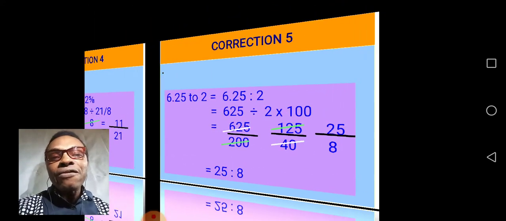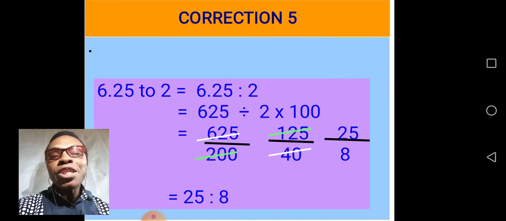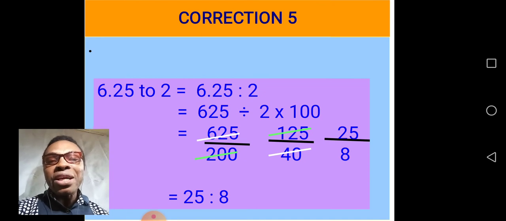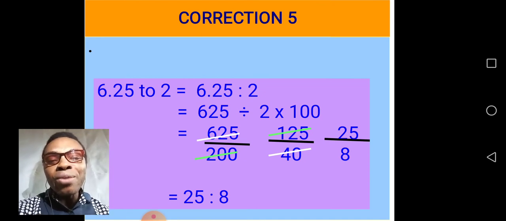Now let's look at the final correction, 6.25 to 2. This time we have two decimal places in 6.25. So we say 625 with the decimal point taken off, and then you multiply 2 by 100 because it's two decimal places. If it was one decimal place, you multiply by 10. If it is three decimal places, you multiply by 1,000. But this time, we are looking at two decimal places, and so we'll be multiplying by 100.